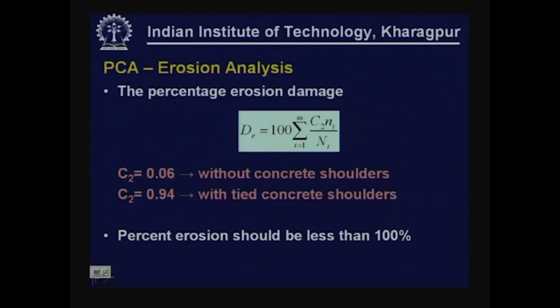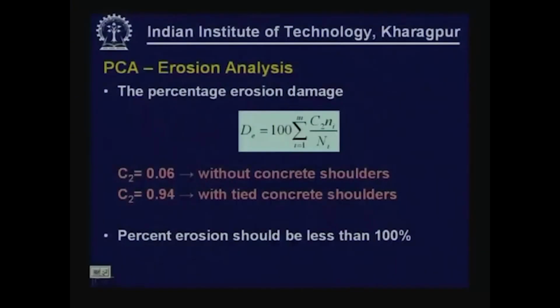Again, small ni, as discussed in the previous slide or as discussed in the case of fatigue damage analysis, is the number of repetitions of group I, and capital Ni is the number of repetitions the slab can sustain as per the criteria given in the previous slide for a given load, because we can calculate the corresponding deflection for that load, and for that deflection for a given pavement system how many repetitions it can sustain can be obtained from the erosion criterion given in the previous slide. So, the total percentage erosion should be less than 100%.